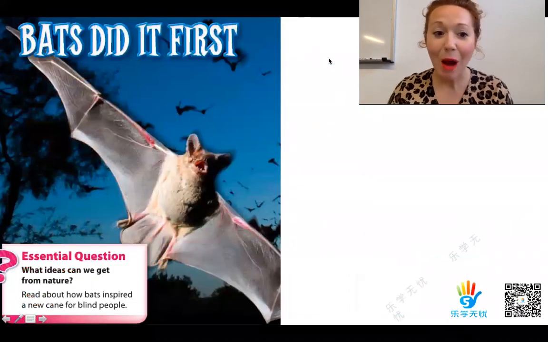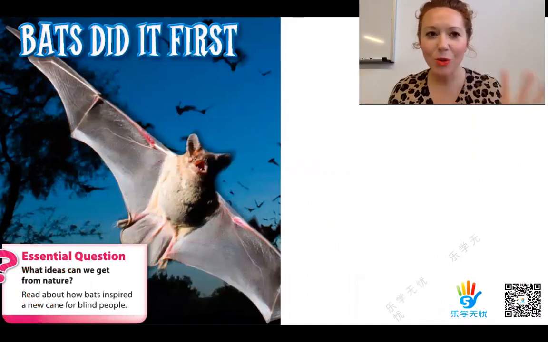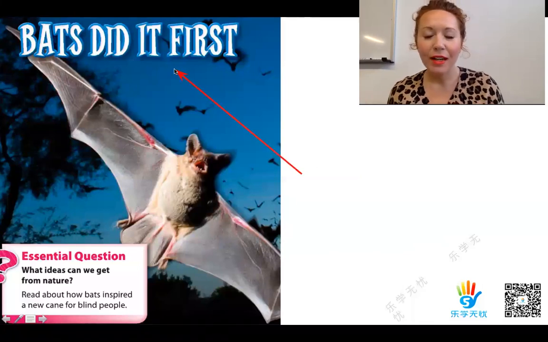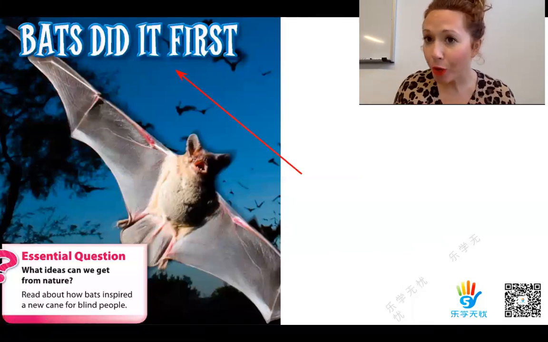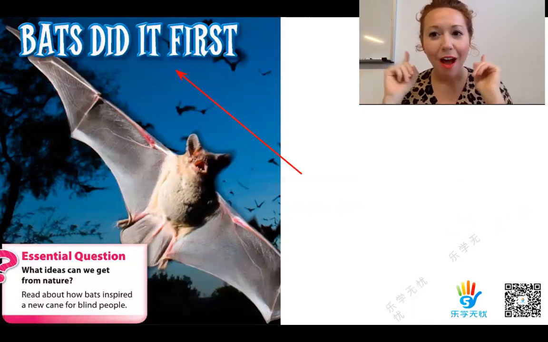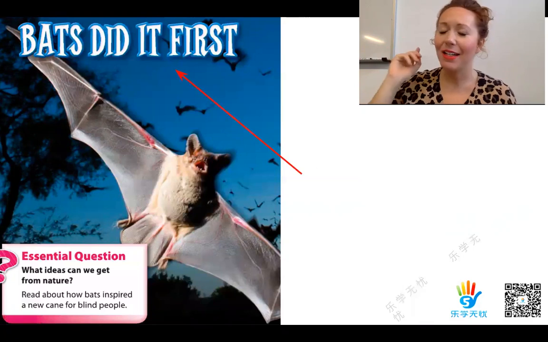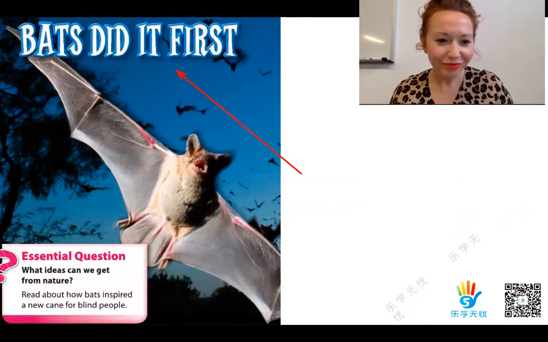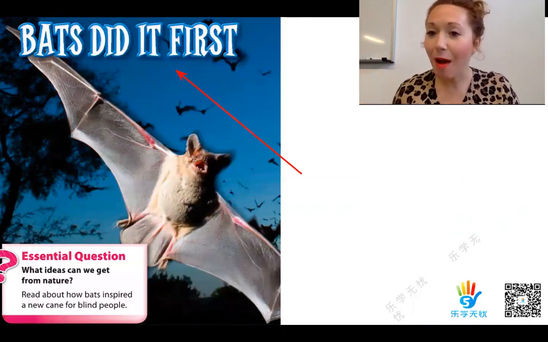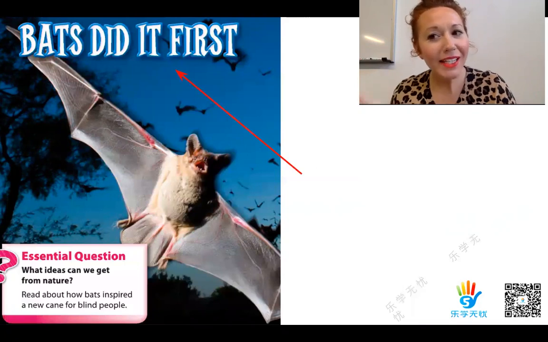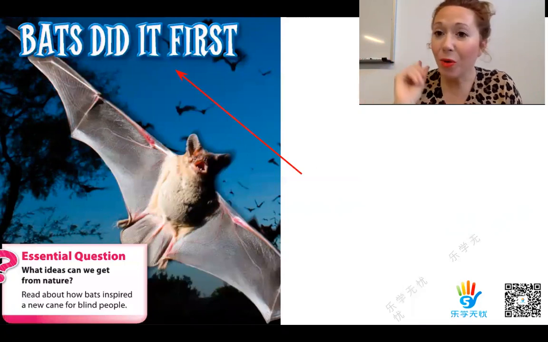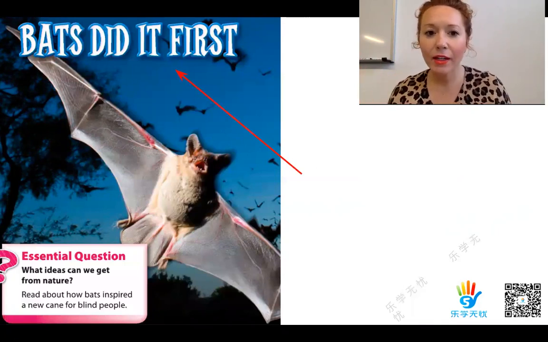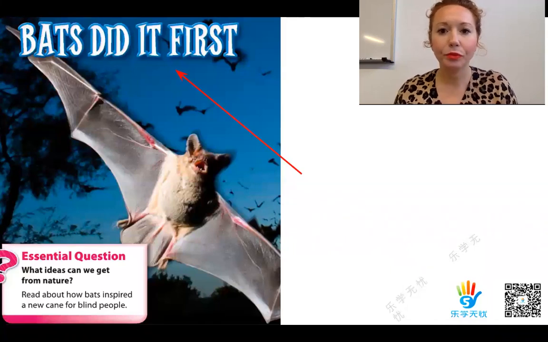Okay, so that brings us to our story for today. Our story is called Bats Did It First. Now, our story today is a true story. It is all about facts and clues and information. So this is an expository text, okay? And what we're going to be learning in our expository text is, what ideas can we get from nature? We're going to read about how bats have inspired a new cane for blind people.